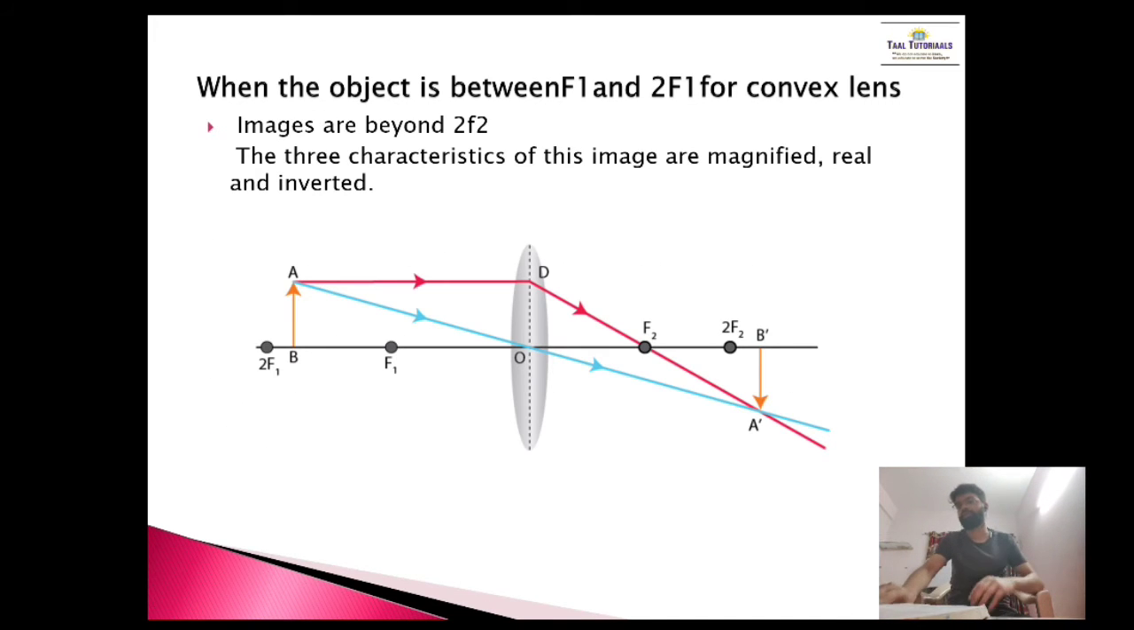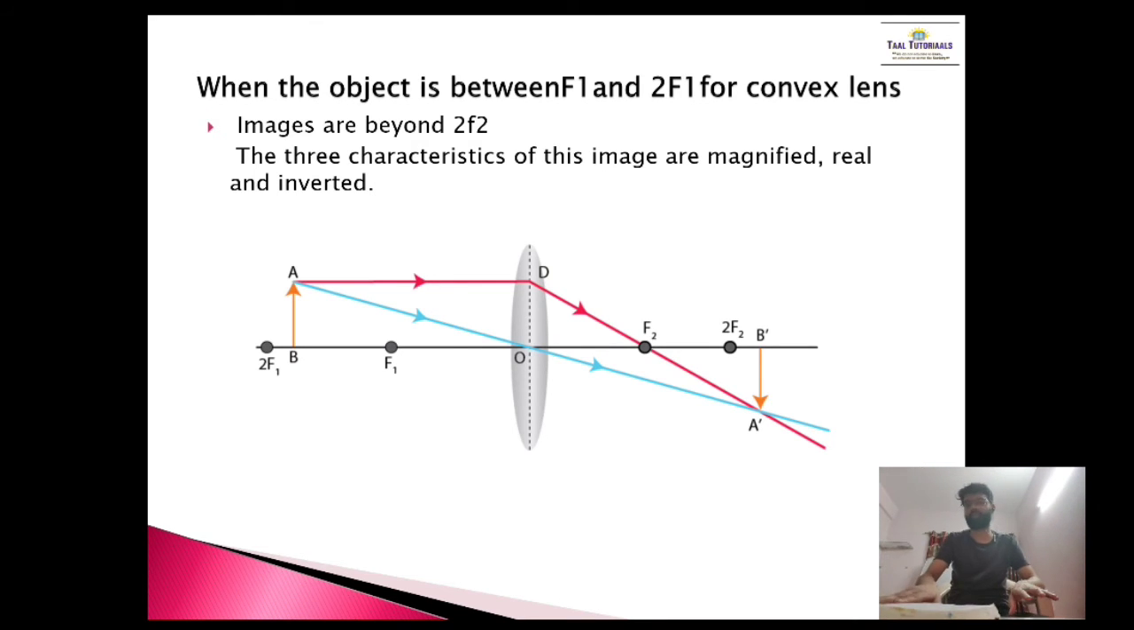Now I am showing you, actually there are 6, but I think I am showing you 4 characteristics and locations of the image for a convex lens. First, when the object is between f1 and 2f1. Again, please look at this. When the object is between f1 and 2f1, this is how the diagrams are made.